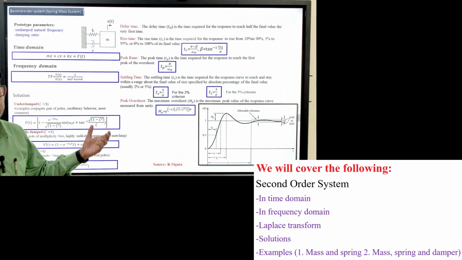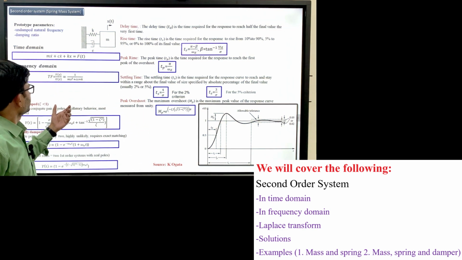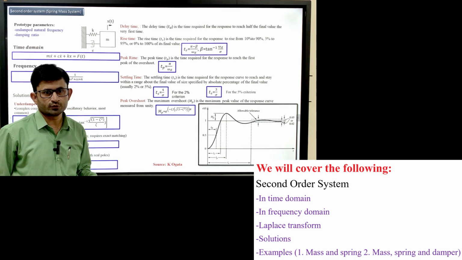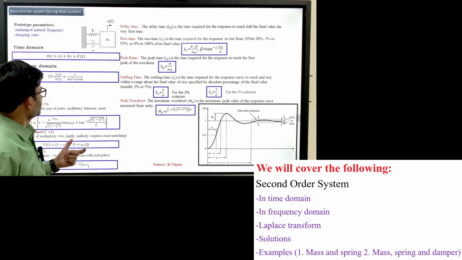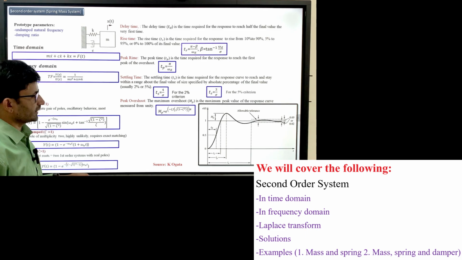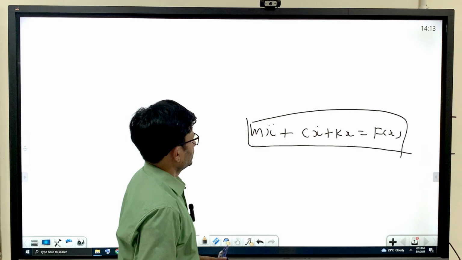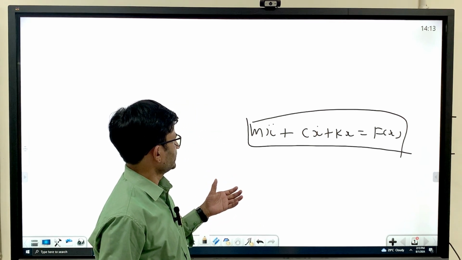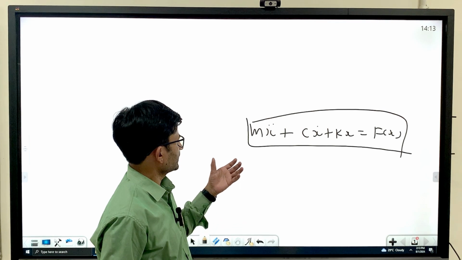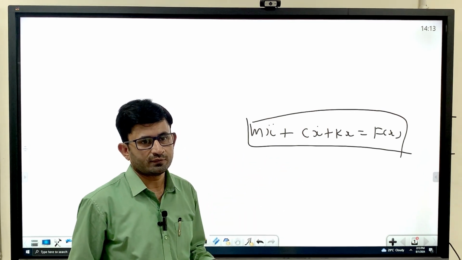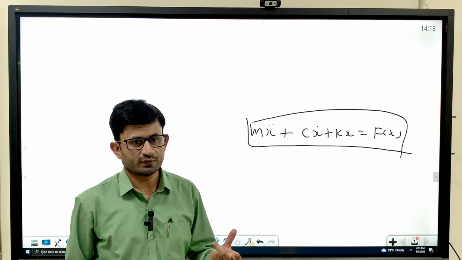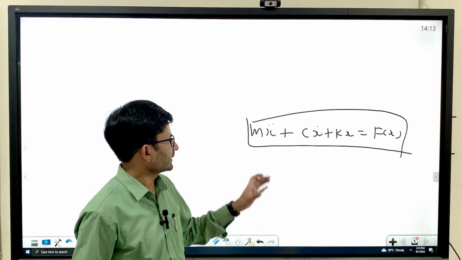Last class we were discussing the first order system. I clearly explained what the first order system is, and the unit step, unit ramp, and unit impulse with the first order system. Some idea of the second order system I gave in the last class, but we will do the detailing today. First we will consider only the spring part, and later we will add the damping part. First we will take the simple one and then we will add the damping.